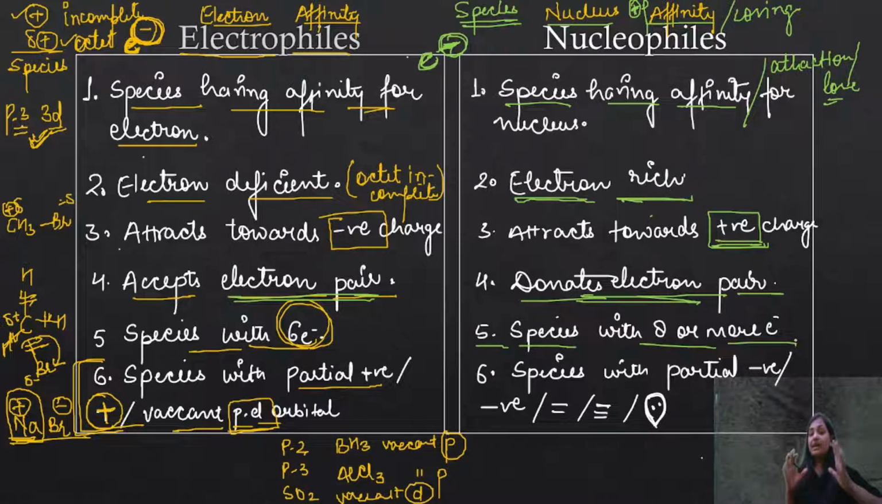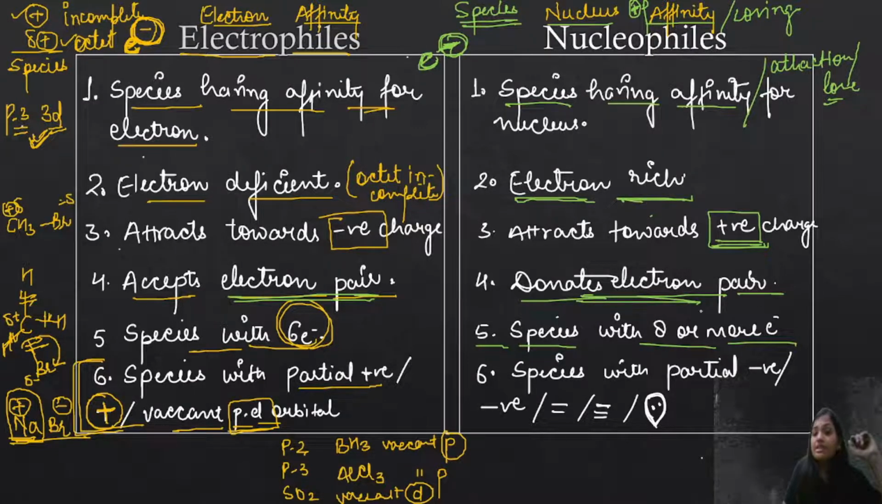If they are showing attraction for the positively charged nucleus, then absolutely they have to be electron rich, with their complete octet. So these are the species that do not have less than 8 electrons. If they had less than 8 electrons, they would be considered electrophilic. So these are the species with 8 or more electrons. Absolutely, they could have 8 or more electrons.